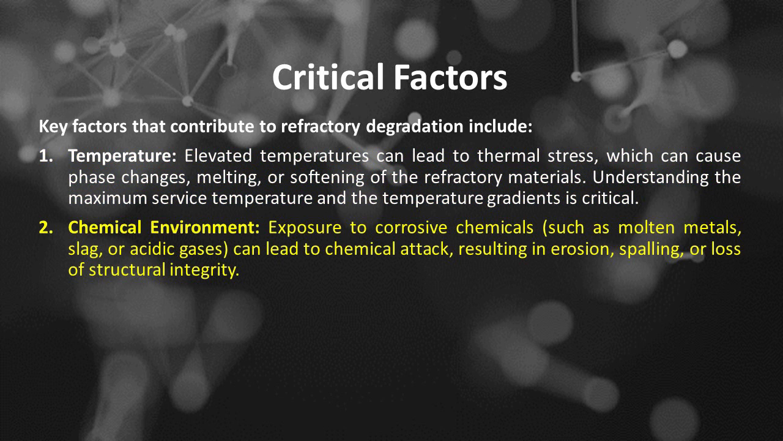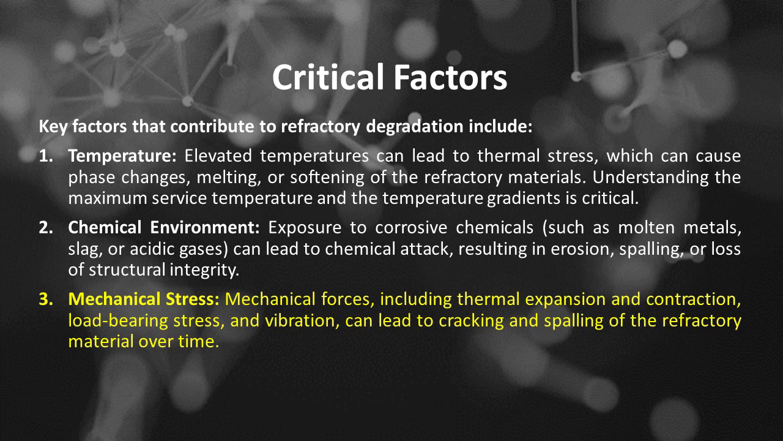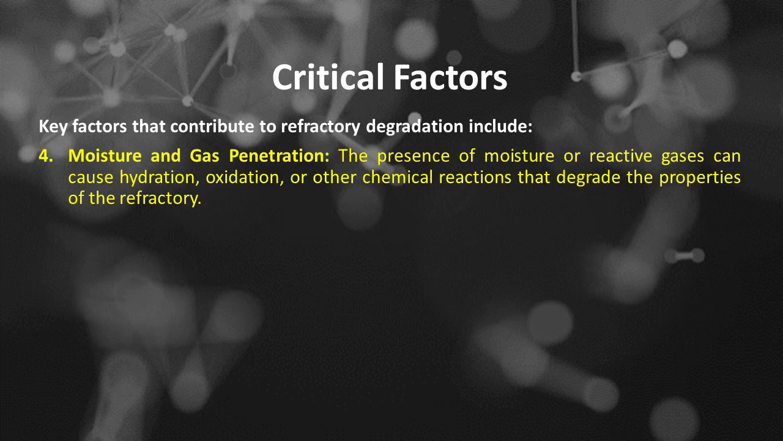Number 2 is chemical environment. Exposure to corrosive chemicals, such as molten metals, slag, or acidic gases, can lead to chemical attack, resulting in erosion, spalling, or loss of structural integrity. Number 3 is mechanical stress. Mechanical forces, including thermal expansion and contraction, load-bearing stress, and vibration, can lead to cracking and spalling of the refractory material over time. Number 4 is moisture and gas penetration.